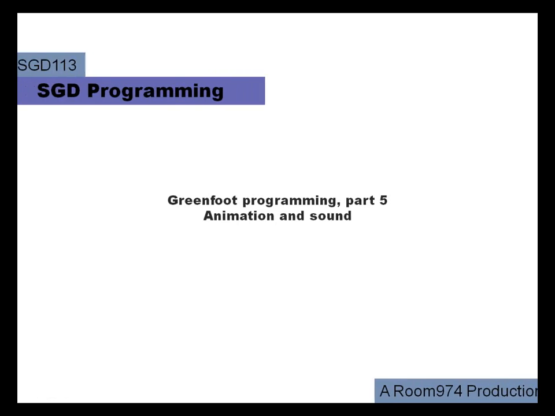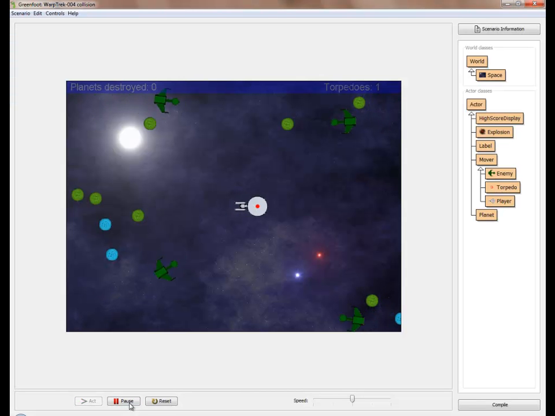Welcome to part 5 of Greenfoot Programming. In the last installment I covered collision detection, allowing the player to destroy planets and enemies. Likewise, the enemies are now able to destroy the player. But what the game is lacking now are some animations and sounds. So let's get started and add those right now.